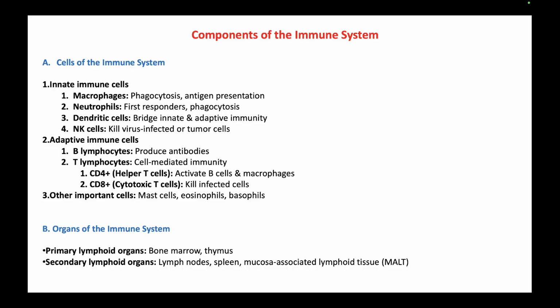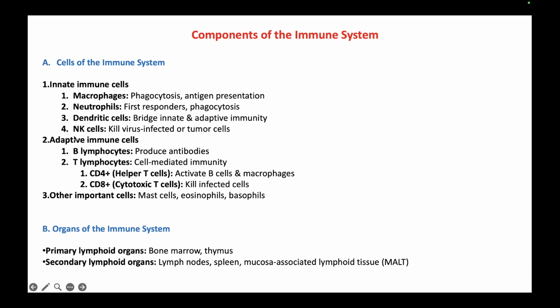So if we talk about the components of the immune system, the cells of the immune system are innate and adaptive. In the innate, you have macrophages, whose function is phagocytosis and antigen presentation. Neutrophils are the first responders, dendritic cells are the bridges between innate and adaptive, and NK cells kill virus-infected and tumor cells.